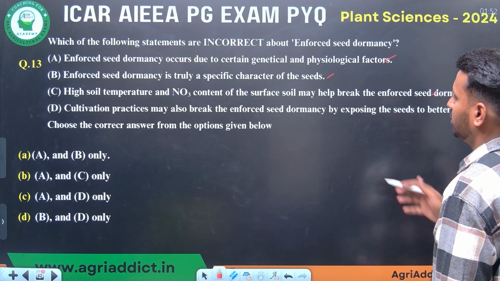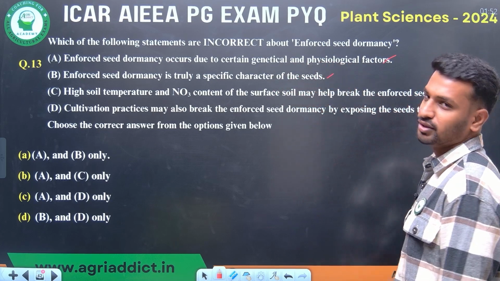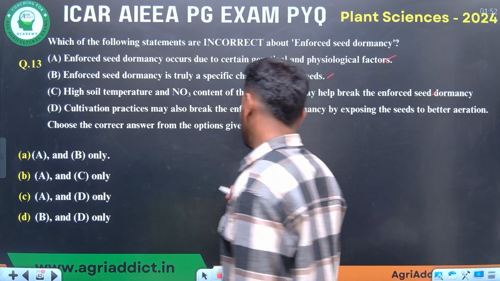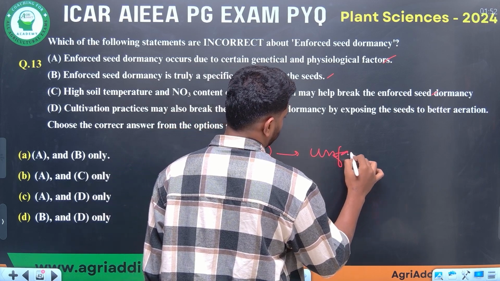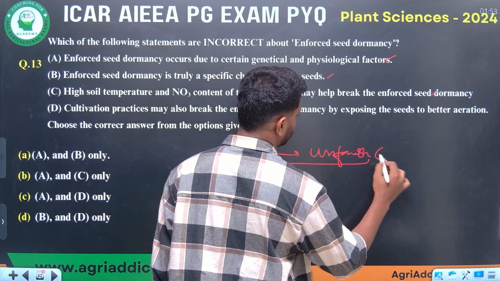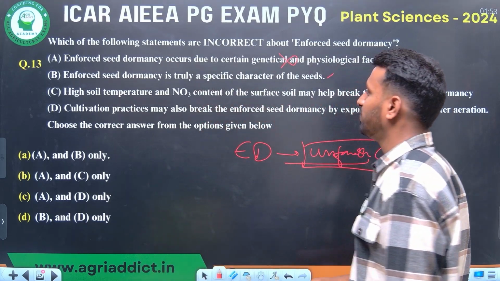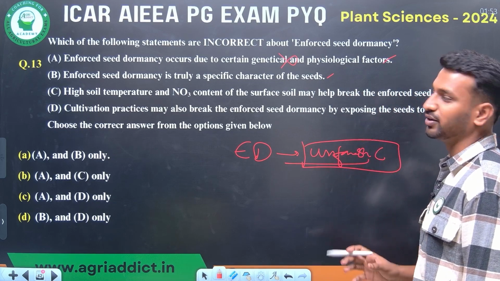So what is the answer? First one, enforced seed dormancy occurs due to genetical and physiological factors. I told you it is like imposing the dormancy. Enforced, I told you, is because of unfavorable conditions. Unfavorable condition itself means that it is because of the external condition. So it is not related to genetic and physiological factors. And enforced dormancy is truly a specific character of seeds.